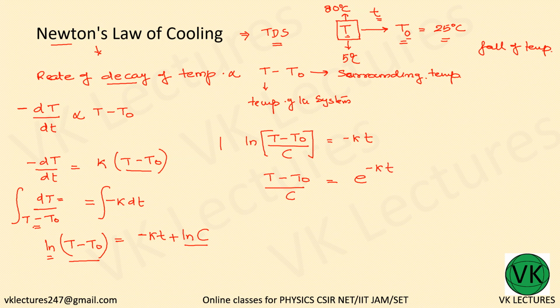Now T is equal to T naught plus c e to the power minus kt. So this is the so-called equation for Newton's law of cooling. That means after some time t, if you want to know the temperature, you have to use it. Now our next step is to find the value of c.